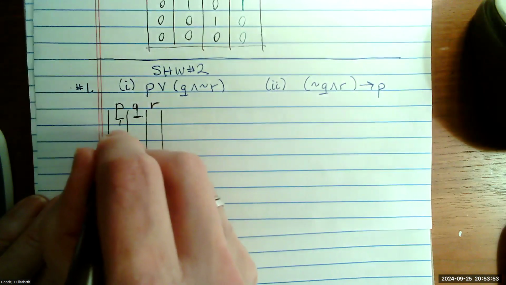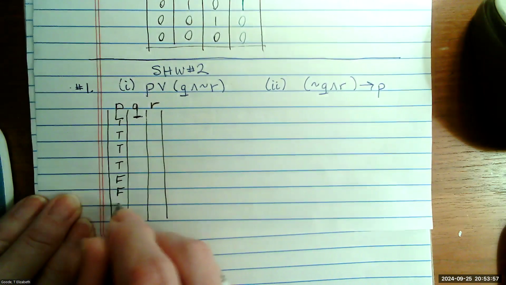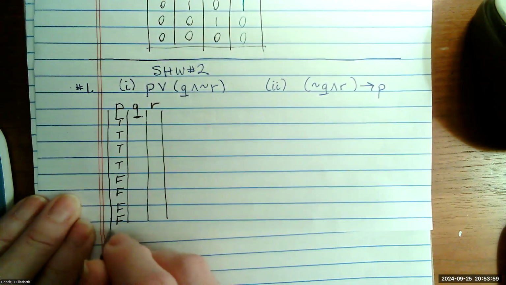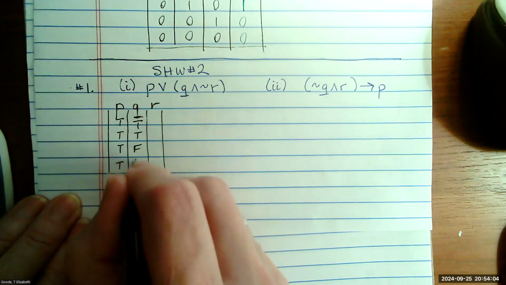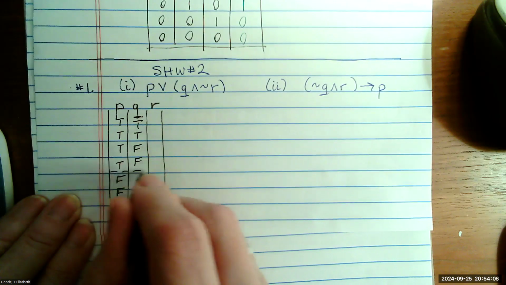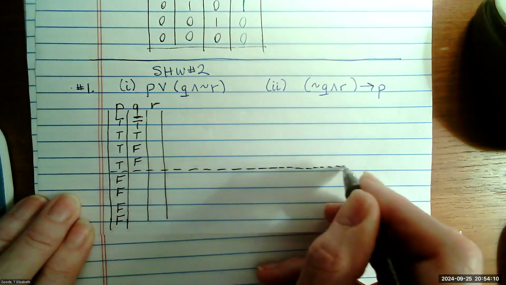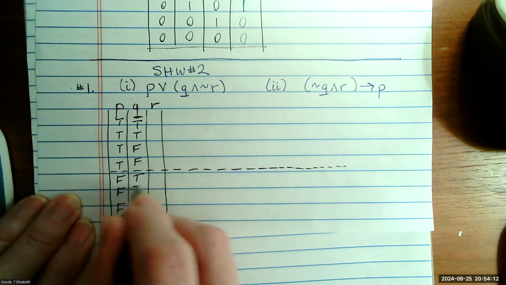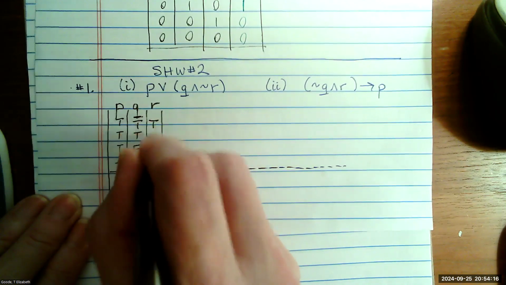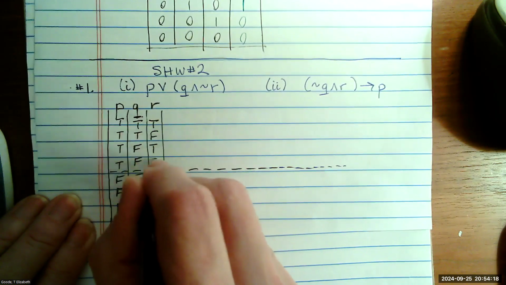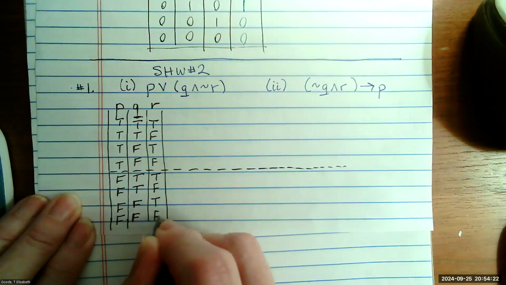So true, true, true, true, false, false, false, false. Sorry about that. It's kind of crappy. True, true, false, false. I'm gonna kind of draw a line through here so it settles my eye down. True, true, false, false, right? And then true, false, true, false, true, false, true, false. Okay, so we're set up.